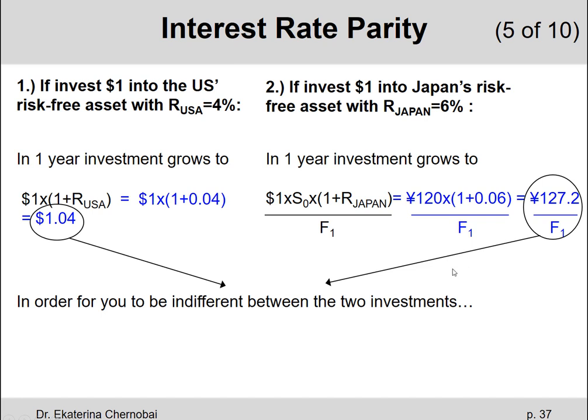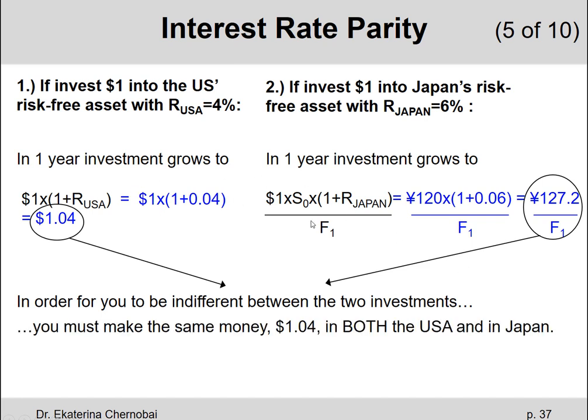But what we are basically saying is that regardless of whether your $1 is invested here or there, either way, it should give you $1.04 in 1 year. So you must make the same money, $1.04, in both the USA and in Japan. And we can now calculate in which case this will be true. What is our unknown? The F1 for the value of the investment in Japan.